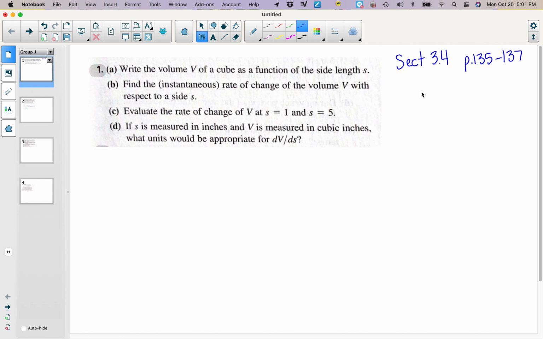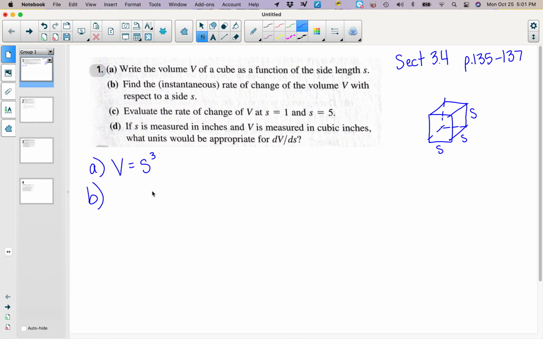So I'm going to go through the examples for section 3.4. Number 1, part A says to write the volume of a cube as a function of the side length S. They didn't give us a picture, but I'll try and sketch one out here. So if the side length is S and we have a cube, then hopefully you all know that V equals S cubed. Part B asks us to find the instantaneous rate of change, which means we're talking derivative, of the volume V with respect to a side S.